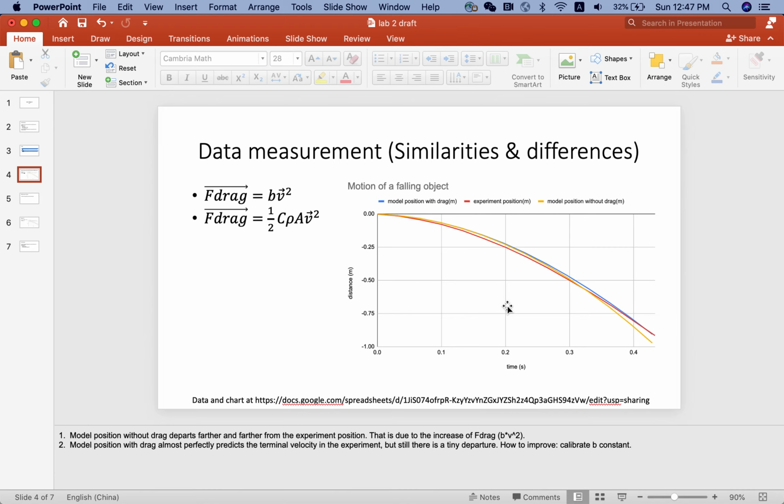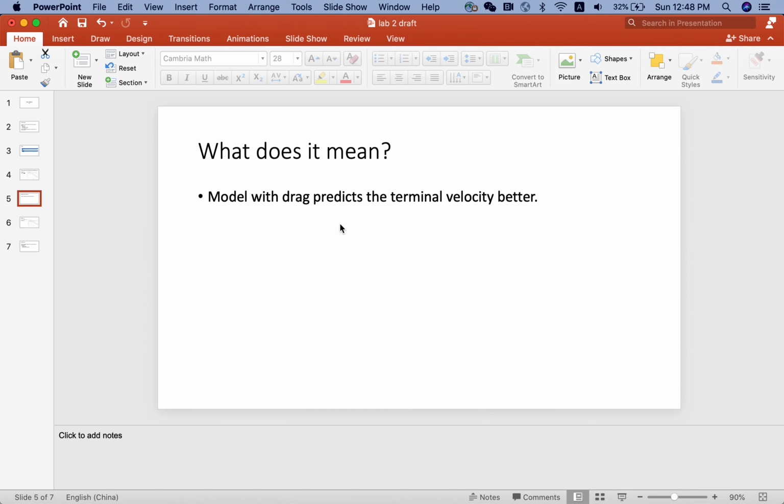And also, we can see there is a tiny discrepancy between the end of the blue line and the end of the red line. We can use a formula to calculate the drag force better and try to eliminate the small discrepancy here. And for this formula, I derived it from Wikipedia. C is the drag coefficient, rho is the density of the fluid, and A is the cross-section area of the object. And I've already answered the what does it mean question. The model with drag predicts the terminal velocity better.